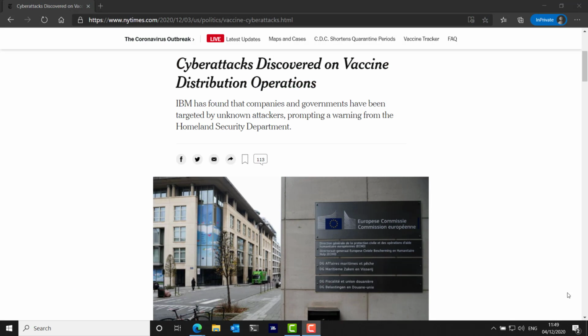There have been reports for a few weeks now that state actors have been potentially targeting manufacturers of the COVID-19 vaccine. This week, the U.S. Department of Homeland Security issued a warning. The New York Times reports that there have been attempts to steal the network login credentials of corporate executives and officials at global organizations involved in the refrigeration process necessary to protect vaccine doses.